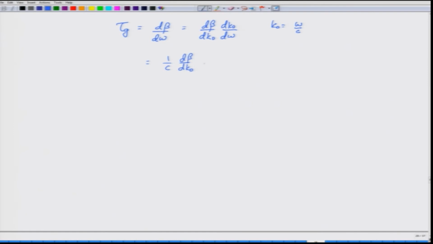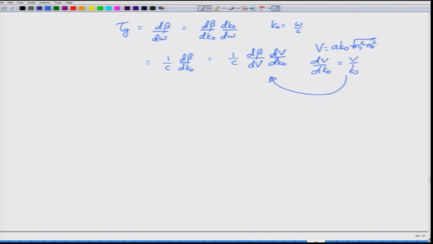Okay. And now what I am going to do is to readjust this equation, because I want to bring in the normalized parameter, or the normalized frequency parameter. So, I am going to consider this as d beta by dv times dv by dk naught, and I know that v is given by k0 square root of n1 square minus n2 square, and I can rewrite that one. So, dv by dk naught will actually be equal to v by k naught.